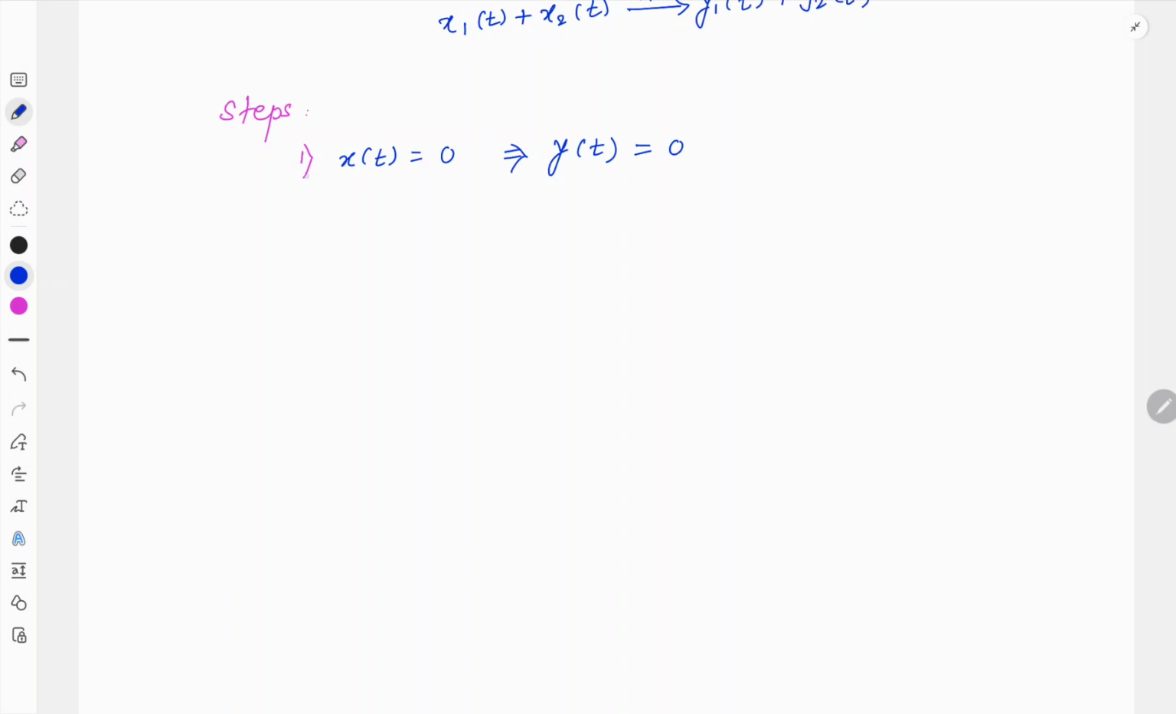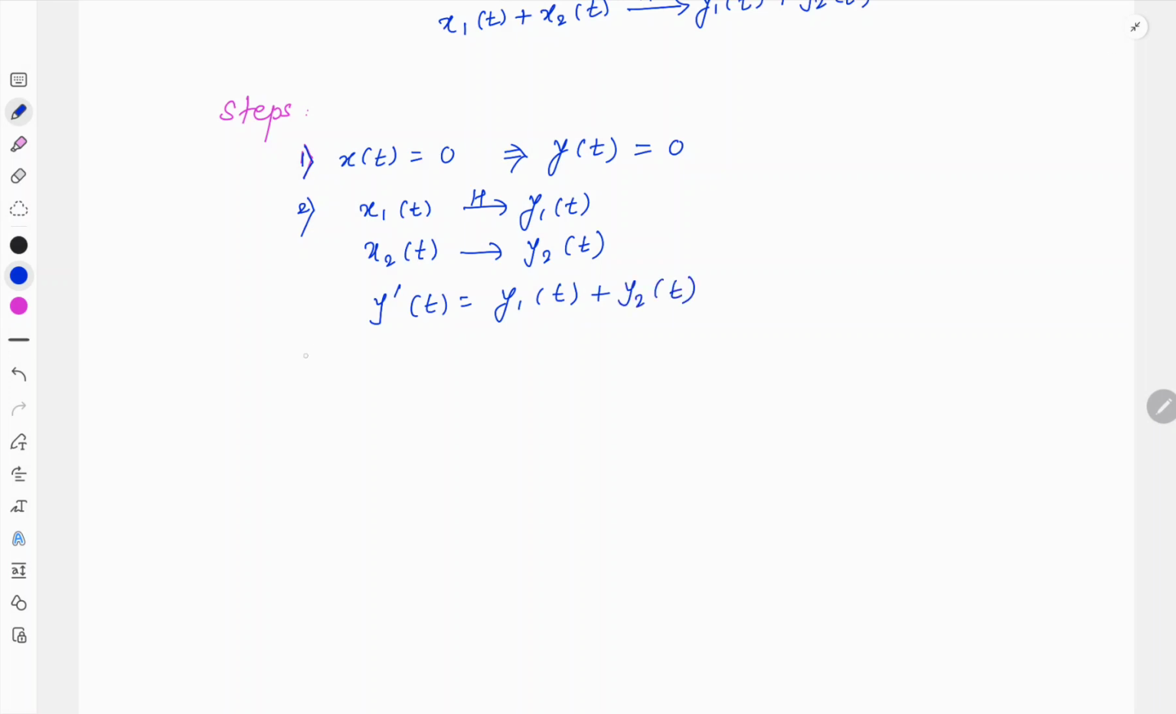Go to step number 2. In the second step, apply x1 of t, you will get y1 of t. Apply x2 of t, you will get y2 of t, and find y dash of t, which is equal to y1 of t plus y2 of t. Step number 3: now apply both the inputs simultaneously, so x1 of t plus x2 of t, you will get y double dash of t.